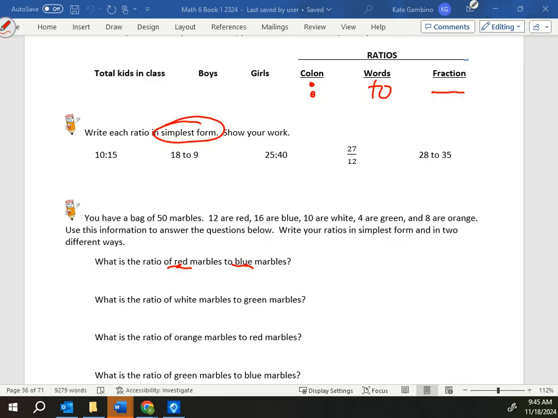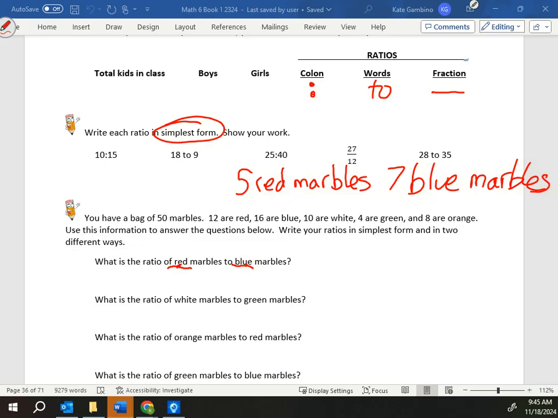Okay? So it might tell you there are 5 red marbles and 7 blue marbles. How many blue to red? You have to look. If it says blue first, you have to put the blue number first, even though in the information, it told us the red number first. If the question says blue first, you put the blue number first.